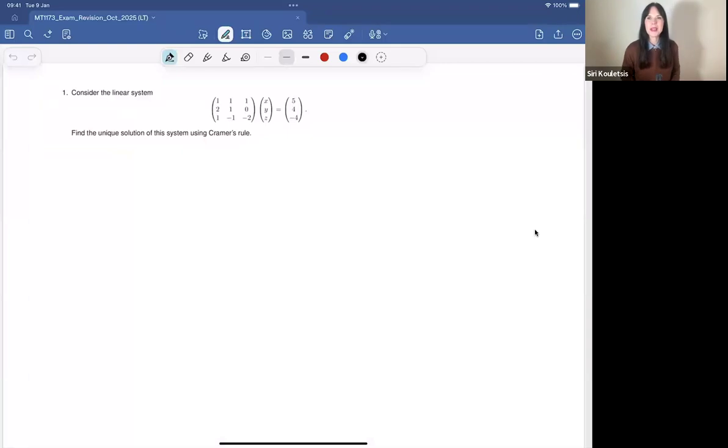And so as a warm-up here, we have a question on Cramer's rule. So we have this linear system here, 3 equations in 3 unknowns. And it is given here that this system has a unique solution. And in particular, we're going to use Cramer's rule to solve it.